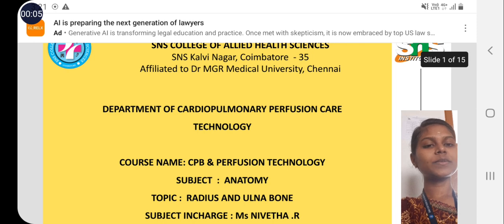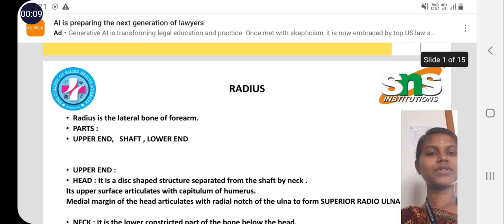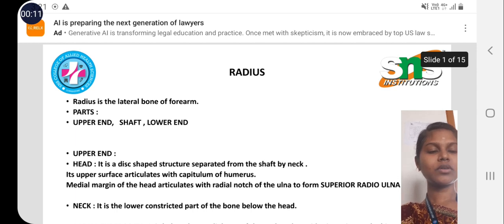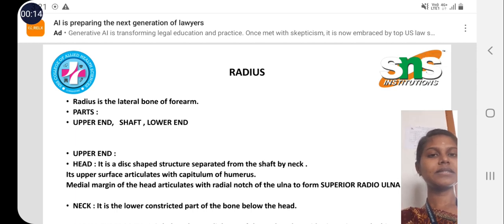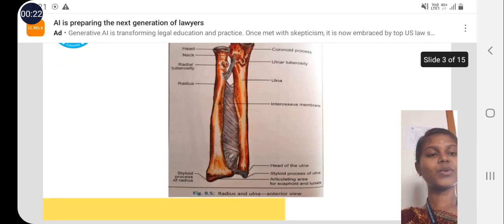This session is going to be about radius and ulnar bone. And moving on to radius, it is a lateral bone of forearm. It contains the upper end, shaft and lower end. Upper end has head, neck and radial tuberosity.